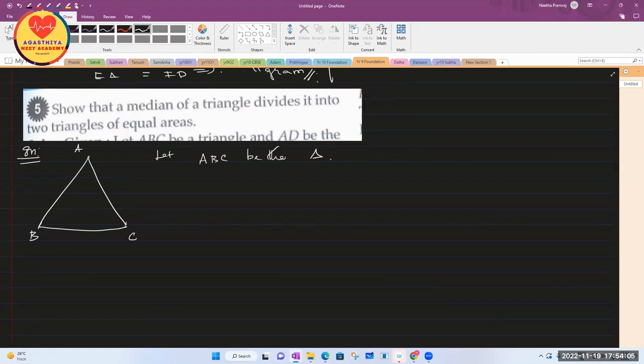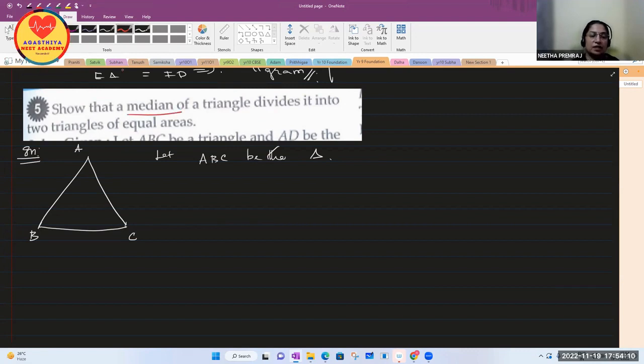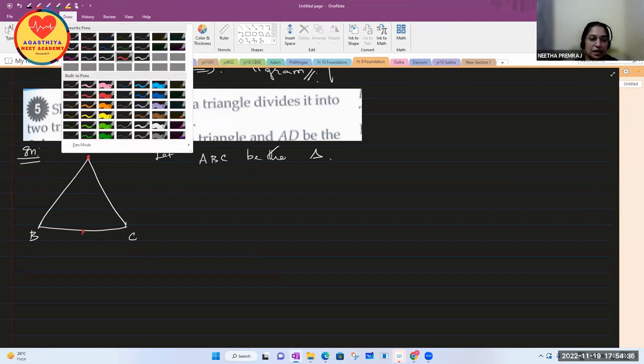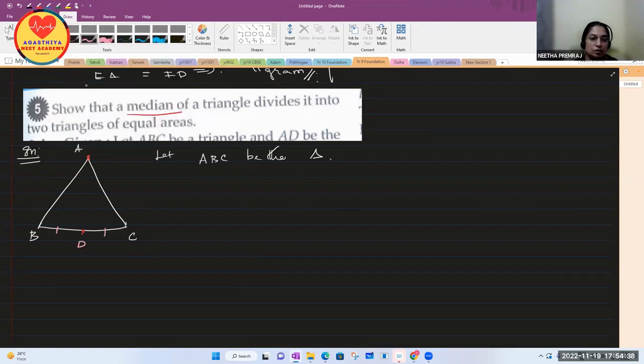Then what is a median? The word is given, right? A median is a line which joins one vertex to the opposite side's midpoint. I name that midpoint as D. Then BD is equal to CD. So this AD is called the median.